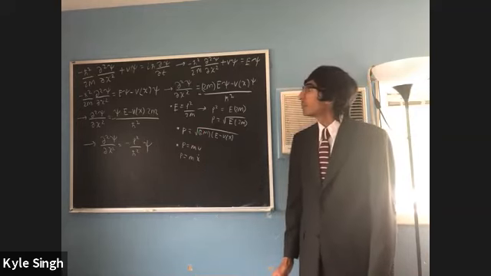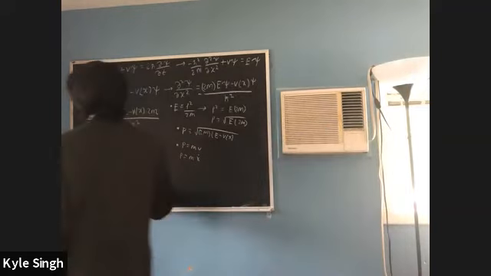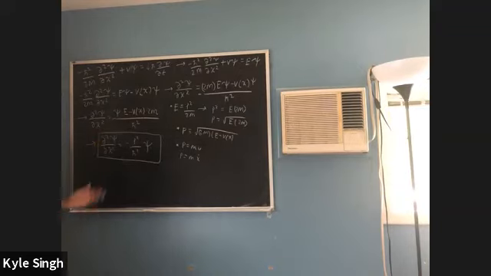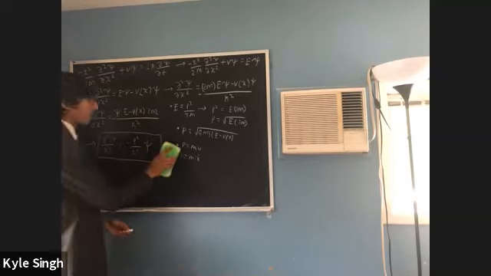Okay, so now I have my time-dependent Schrodinger equation in kind of an interesting form. And this is the form I'm going to play around with now. Okay, cool. So let's continue.